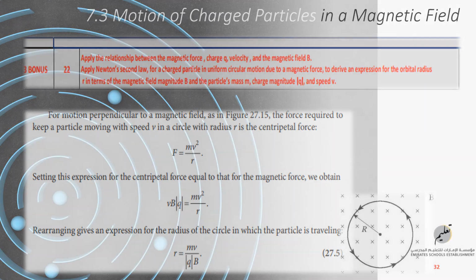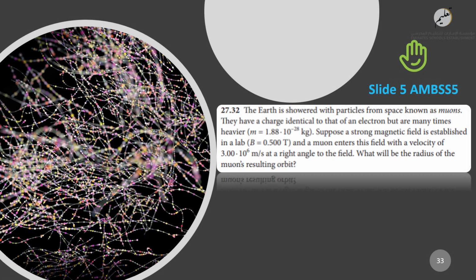So let's apply this to an equation. You also have the chance to solve this question. The Earth is showered with particles from space known as muons. The mass of the particle is given, the magnetic field and the velocity are also given. The question is to calculate the radius of the orbit. You have to calculate the radius. So give it a chance to solve this question.